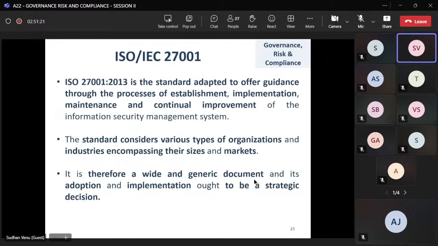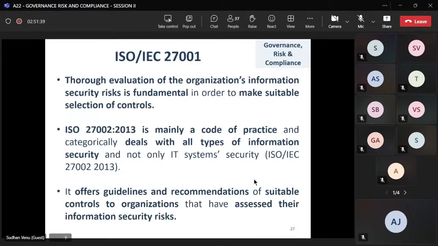We have a standard that considers various types of organizations and industries, encompassing the size and markets. Therefore, it is a wide and generic document, for adaptation and implementation of strategic decisions. And the ISMS processes are based on the following model.